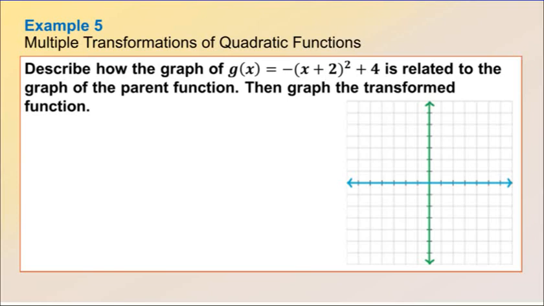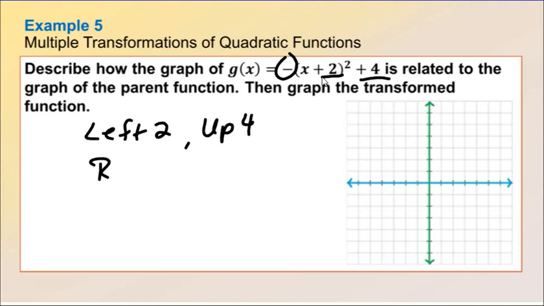Next, we're going to describe the transformation here and then graph it. So this x plus 2 means it goes left 2, plus 4 means up 4, and the negative on the outside means there's a reflection over the x-axis. There is no dilation on this one.